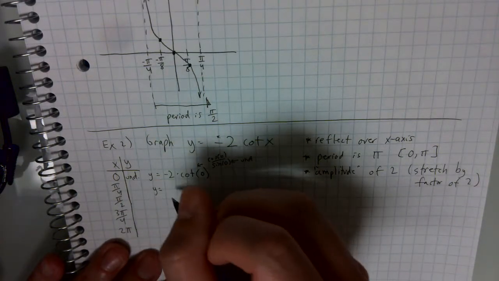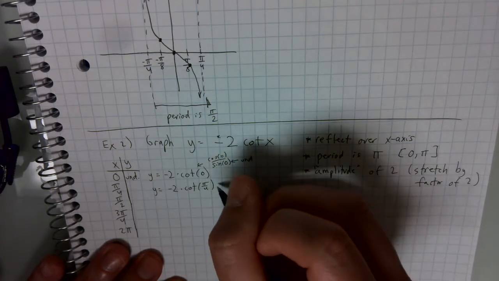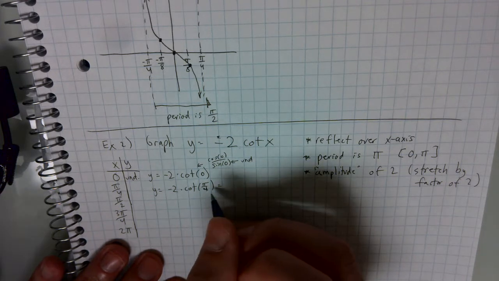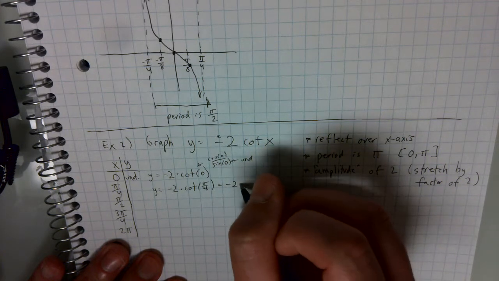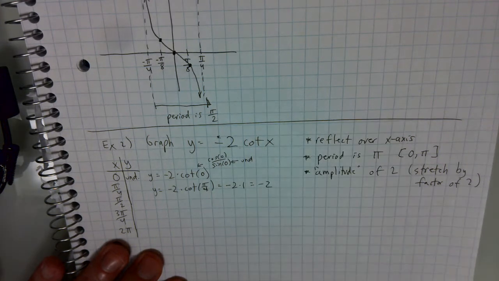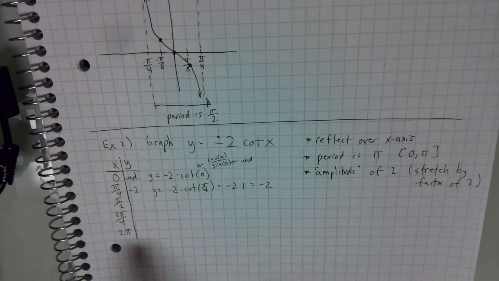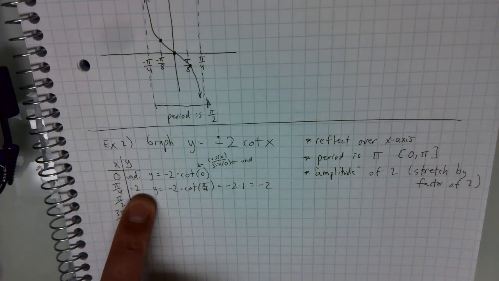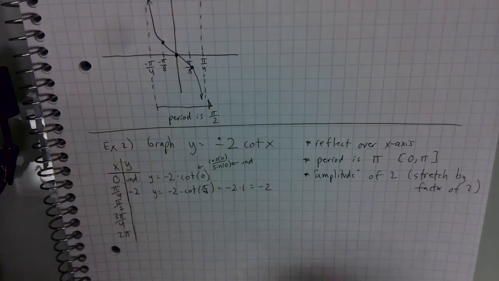When you plug in pi over 4, you get -2 cotangent of pi over 4. And the cotangent, the pi over 4s are the good values. That's where it's just 1 because sine and cosine are the same. So what you get is -2 times 1, or just -2. So this will be -2. So that's kind of the stretch. We saw with the regular cotangent function, this value right here was 1. Now it's going to be 2 because of this 2 that you're multiplying every y value by.